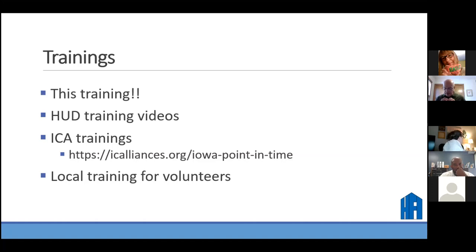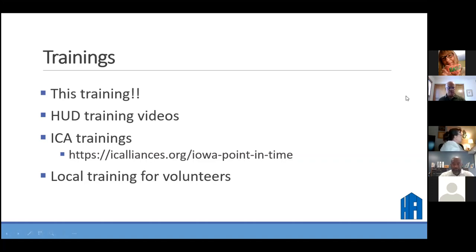But anybody who's actually going to be conducting interviews or entering data must complete these trainings. And then you can do local trainings for volunteers, and Isabel and I can help with those. But depending on what your volunteer cadre is going to look like and what kind of jobs you have, you might want to do some additional trainings just locally.